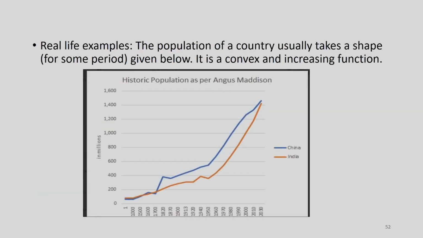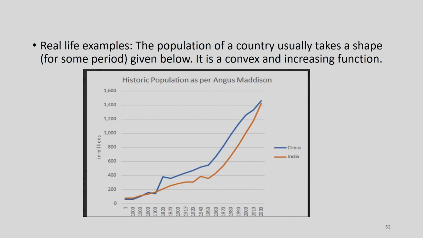Now, the question that might come to anybody's mind is, are these ideas that we have been talking about merely theoretical ideas? Are they just a figment of our imagination, or do we see some of these ideas getting reflected in reality? So, here are some examples from real life where you have concavity and convexity. This example is of convexity, convex and increasing, that is the combination we have here.